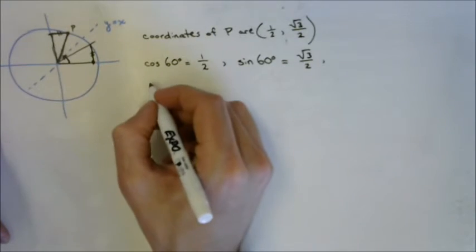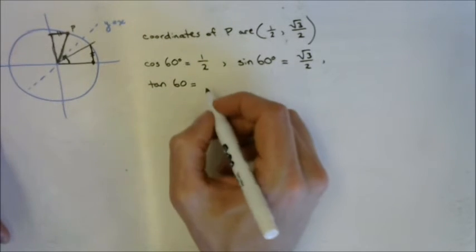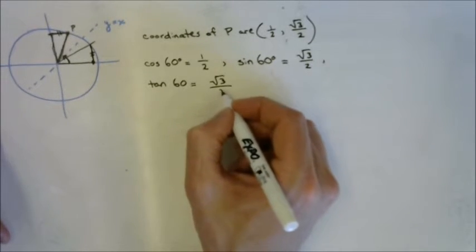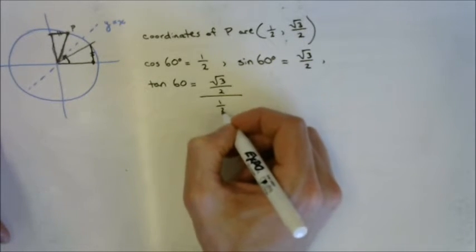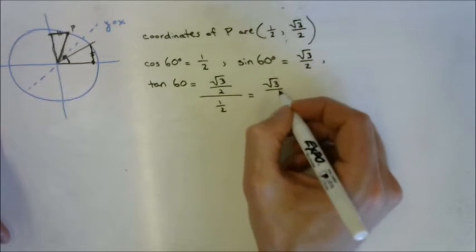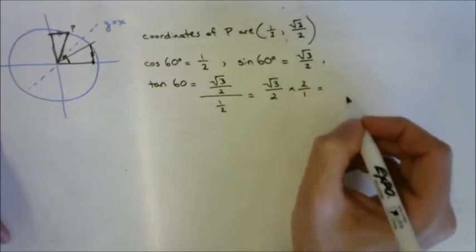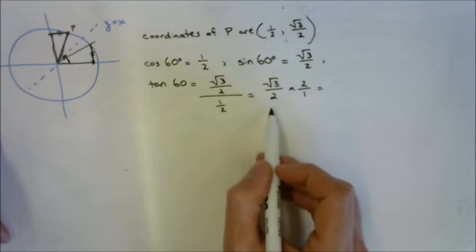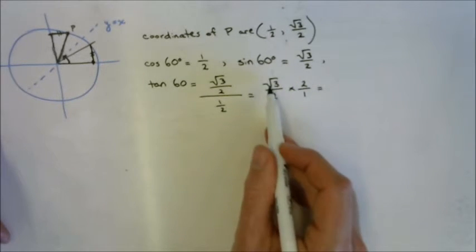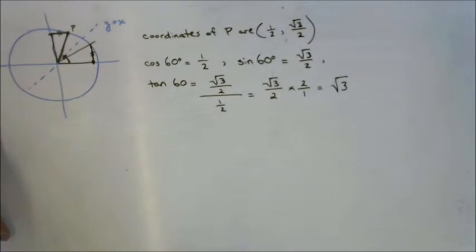And then the tangent of 60 is sine over cosine, which is radical 3 over 2 over 1/2, which if we multiply by the reciprocal, we end up with radical 3 over 2 times 2. The 2's cross out, and you're just left with radical 3 over 1, which is just radical 3.